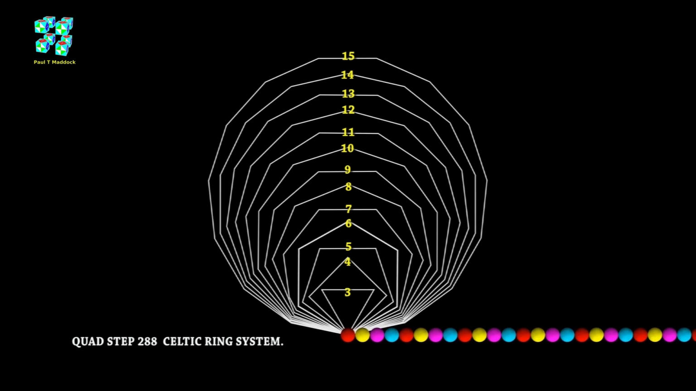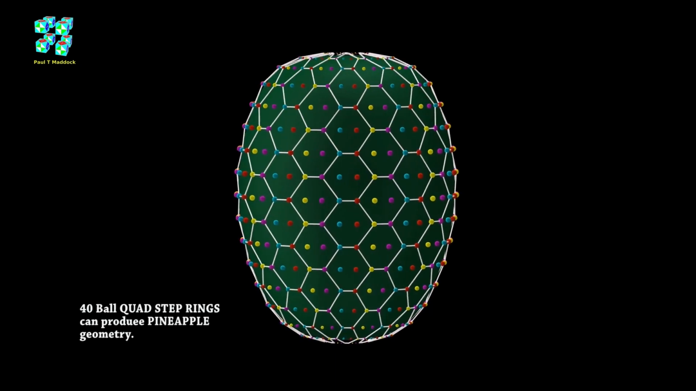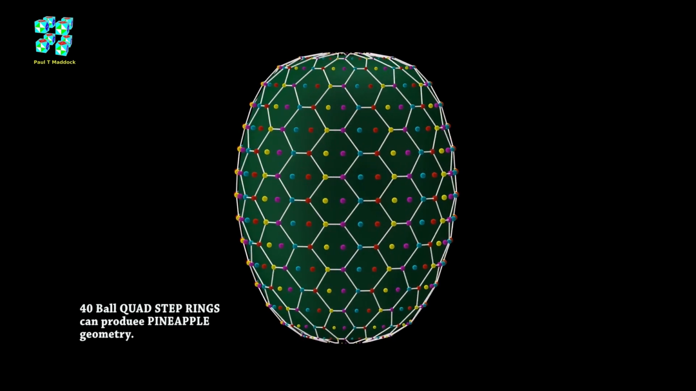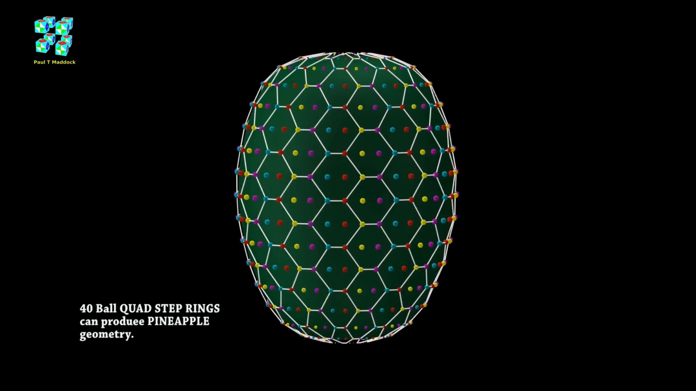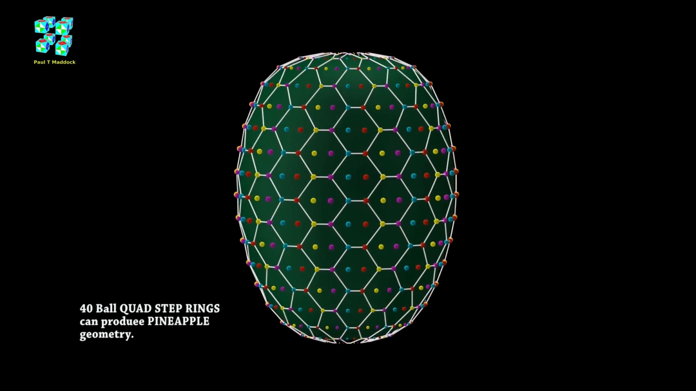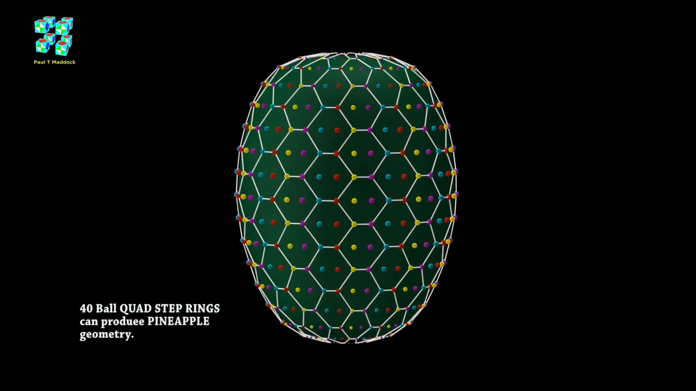And I'm going to take you back to the pineapple geometry this time. Now, if you look in front, you can see that the pineapple geometry is made up of rings. Actually, I'm showing 40 ball rings, and they go red, yellow, purple, cyan, red, yellow, purple, cyan, all around. Now, I've been looking at this, and I'm wondering, what about working on this in 2 dimensions?